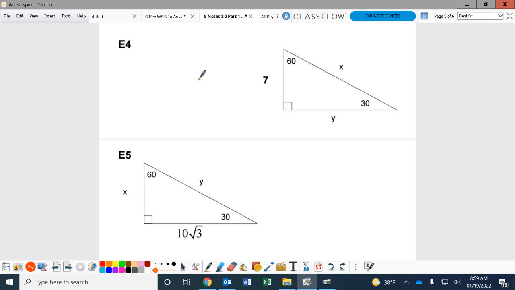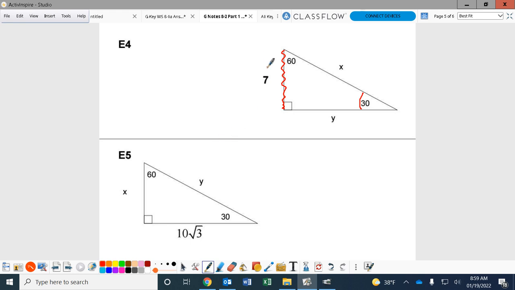Identify your short leg. I'll be honest, they're all facing the same direction. It should be fairly easy on these. It'll be a little more work when they turn the pictures a little bit differently. If you have trouble, let me know. It's always the one across from the 30-degree angle, just whatever's across from that.